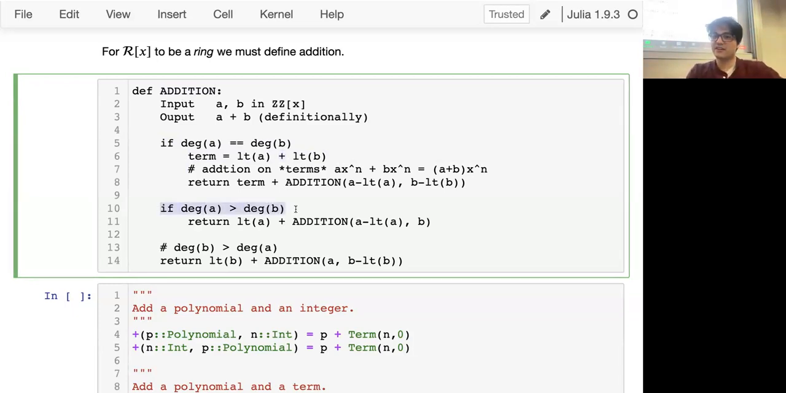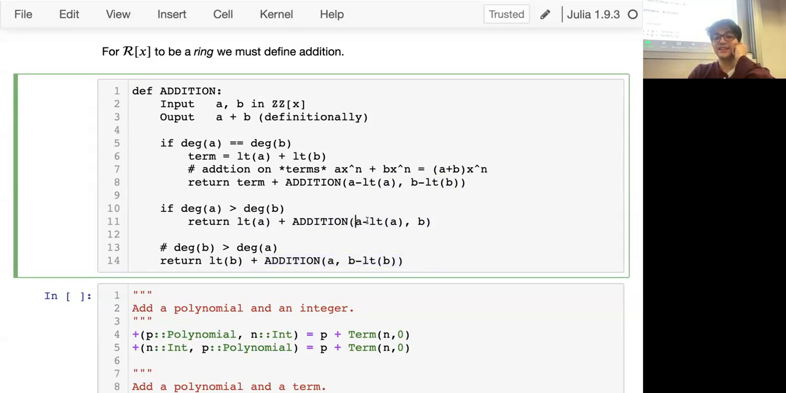If the degree of A is larger than the degree of B, then we just take it out, right? If we do 3x squared plus 2x, the first term of the sum is 3x squared. That's what this designates. You just pull it out, and then you add the rest. We're deleting the leading term from A, and we're deleting the leading term from B. And if the degree of B is greater than the degree of A, then it's just the leading term of B, and then you sum A and B minus its leading term.